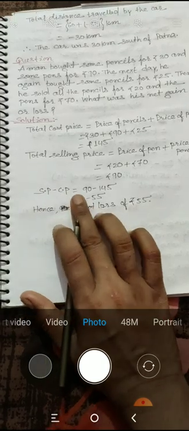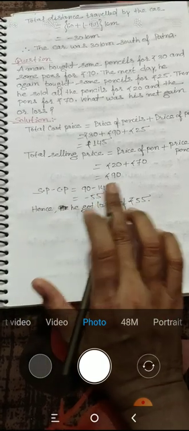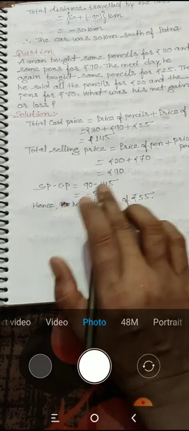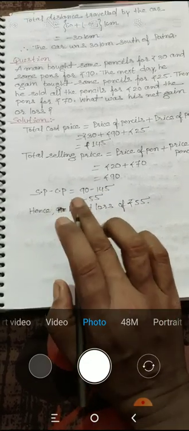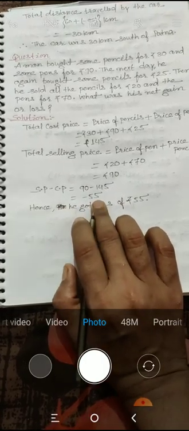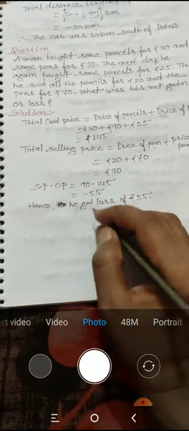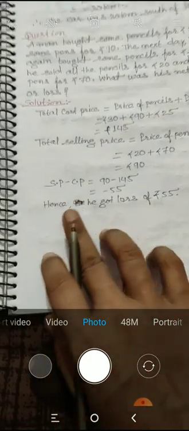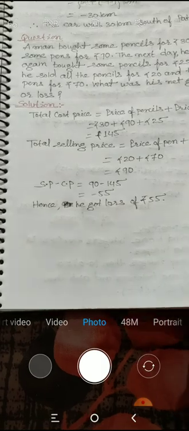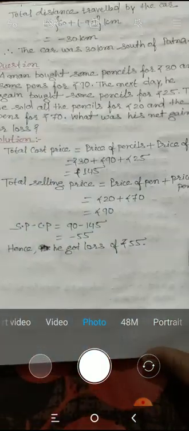Selling price minus cost price equals 90 minus 145. He sold at 90 rupees and bought at 145, so it equals minus 55. The minus sign shows that he got a loss. Hence he got a loss of 55 rupees. In this manner you can solve this kind of problem.